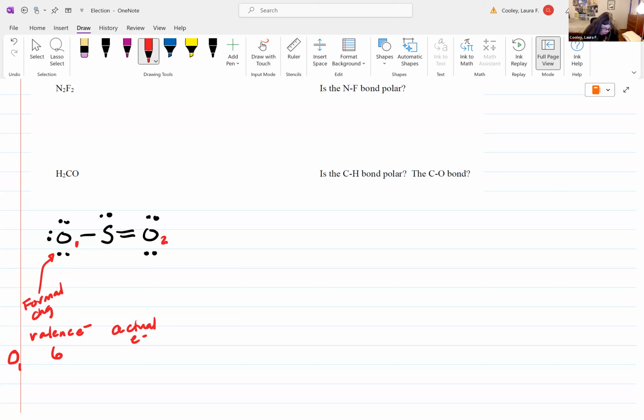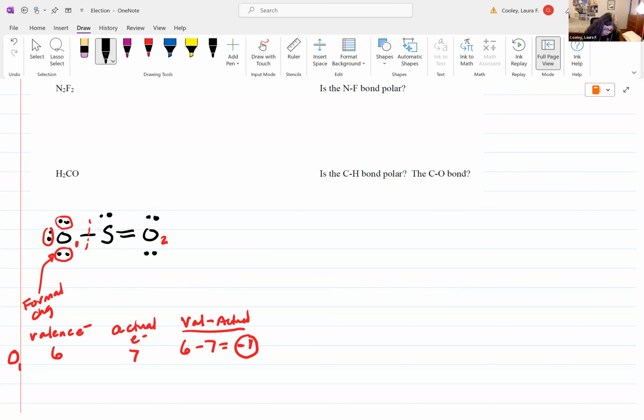To do that, we would count all the lone pairs, 2, 4, 6, and we would divide the bonds in half. So that would be 7. Then we would take the valence minus the actual. That gives us 6 minus 7, which is -1.